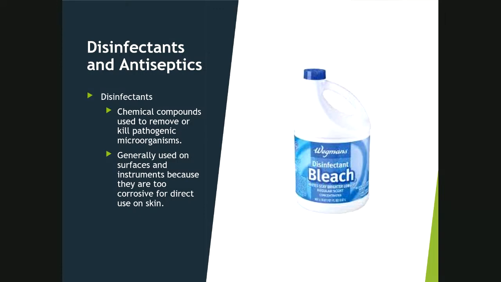So we're going to cover disinfectants and antiseptics. A disinfectant is a chemical compound used to remove or kill a pathogenic microorganism, generally used on surfaces and instruments because they are too corrosive for direct use on the skin. An example of this would be bleach. Your book also covers in a chart other disinfectants, so please review that.